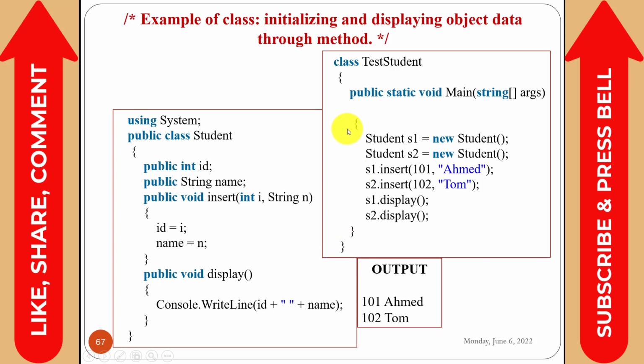Then close the main body and close the test student class. This is the full program: how to initialize the data members and how to display the values from the data members, and how to create an object to access the particular member methods and data members, to initialize the values from the member method and display the values from the member method. This is the whole program.